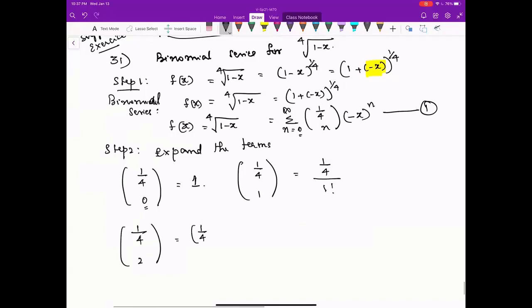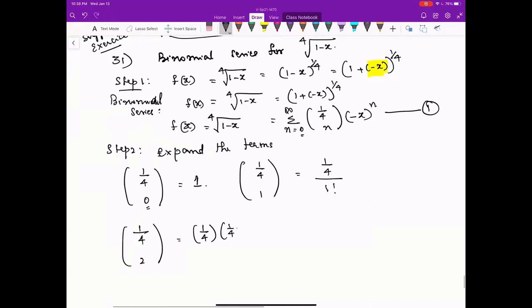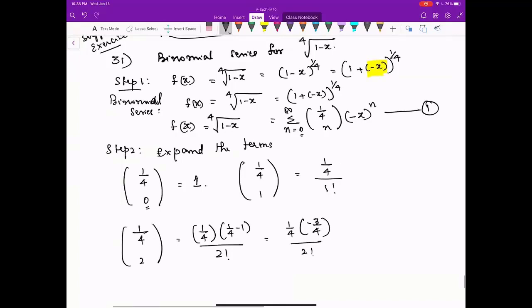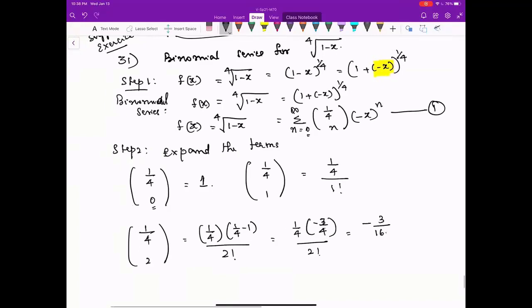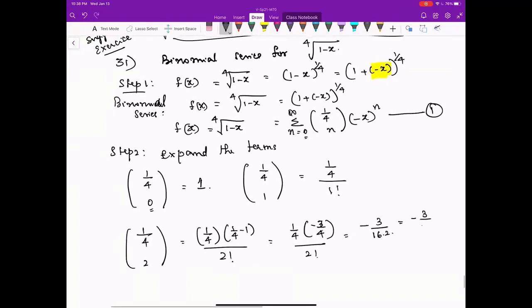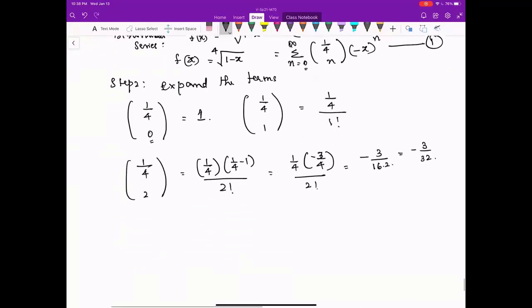So you start at 1/4 and start reducing: 1/4 times (1/4 minus 1) over factorial 2. So it is 1/4 times negative 3/4 over factorial 2. Factorial 2 is 2. So if you find the value, it is negative 3 over 16 divided by 2, so it is negative 3 over 32. Like that you can do more terms.